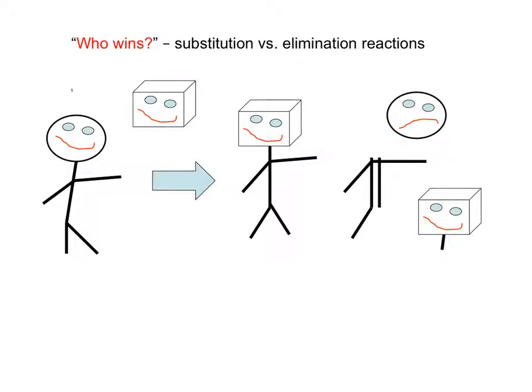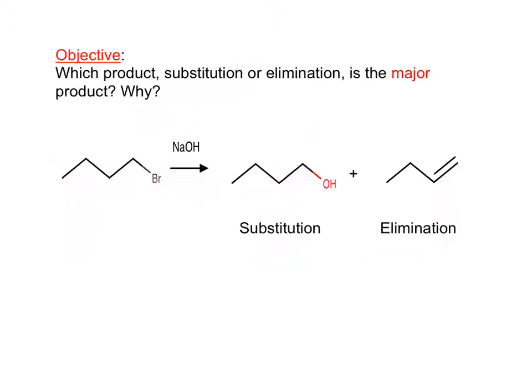Two reactants react. Who wins, the substitution product or the elimination product? When 1-bromobutane reacts with sodium hydroxide, a substitution product forms as well as an elimination product. Which product is the major product and why?